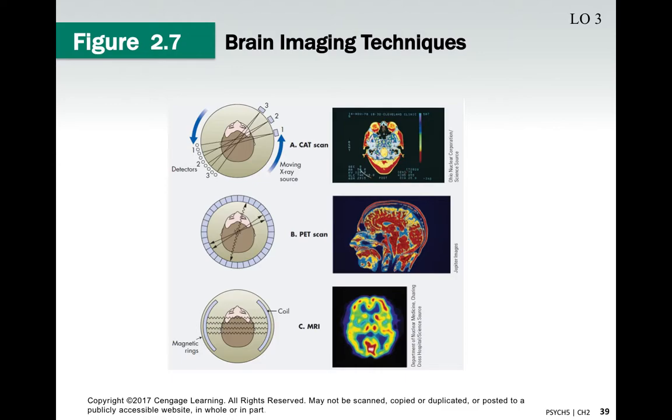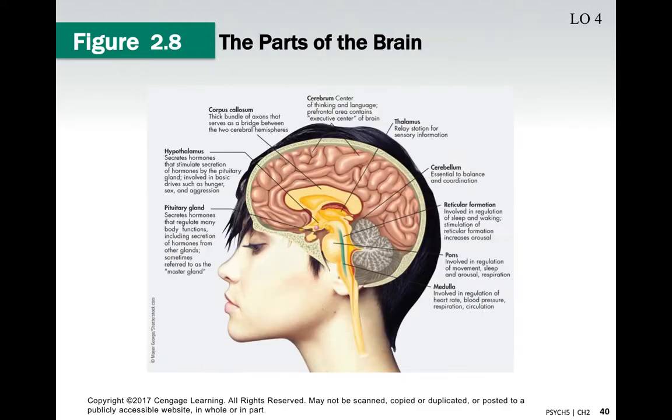The MRI scan, like the CAT scan, gives you that top-down view, but it's maybe not as detailed as a CAT scan in this image. All of this gives you a useful look at what's going on between our ears.